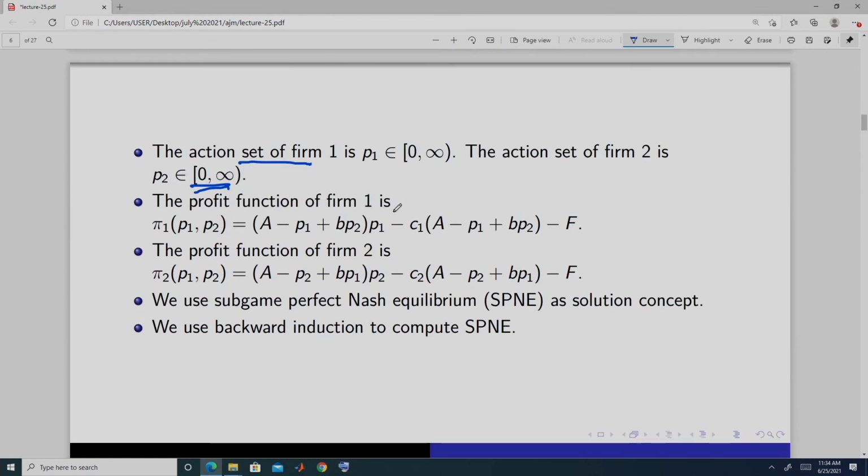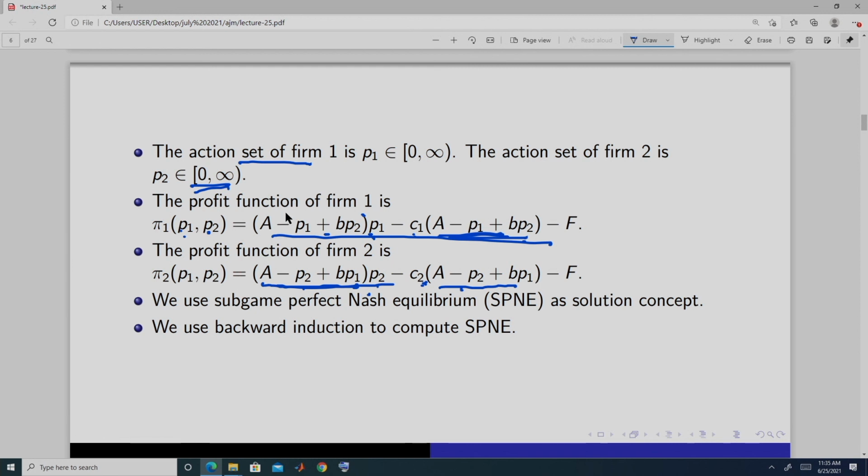Now, the profit of firm 1 is going to be a function of P1 and P2, and it is this, and the profit of firm 2 is this. This is the demand function. So, it is quantity Q1 into P1. This is the total revenue, minus the total cost, because Q1 is the quantity of good one times C1. So, total revenue minus total cost gives me the profit. Here this portion is the quantity demanded of good 2 into price, the total revenue, and this is C2, the marginal cost, into the total quantity supplied by firm 2. So, it is A minus P2 plus BP1, the demand function of firm 2 or good 2. This portion is the total cost, so total revenue minus total cost gives me the profit.